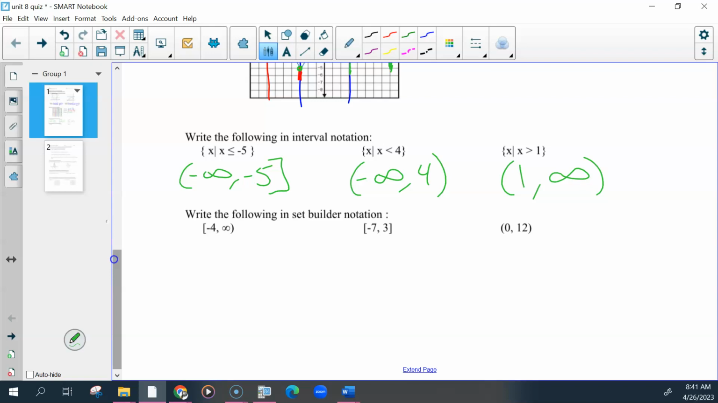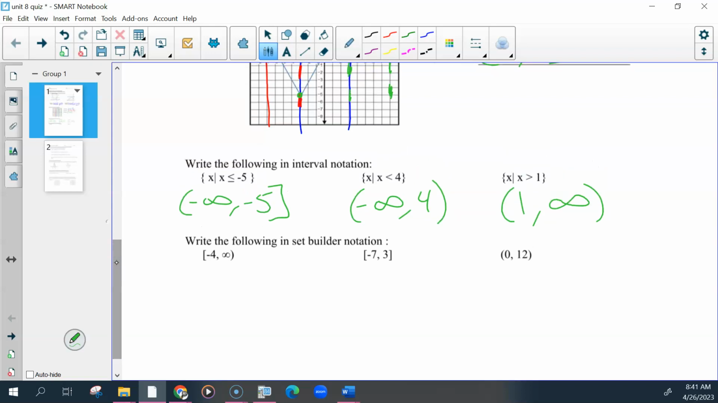Questions on this, Taylor? So just for that about the graph, it's a closed circle with the bracket. Yes. And if you forget that, they are up there on the board, and you're welcome to go over there and see it.